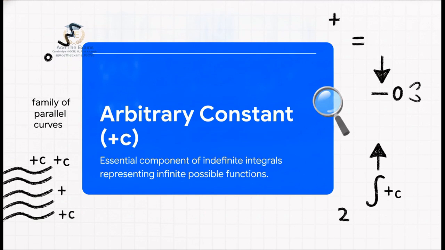So when you're performing an indefinite integral, which is literally the reverse process of differentiation, you have absolutely no way of knowing what that original constant number was, right? By adding the arbitrary constant plus C, you are mathematically acknowledging that your answer isn't just one single curve, but an entire family of infinite parallel curves. Without it, your answer is, quite frankly, mathematically incomplete and inaccurate.